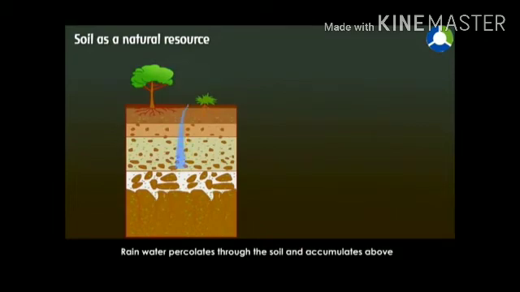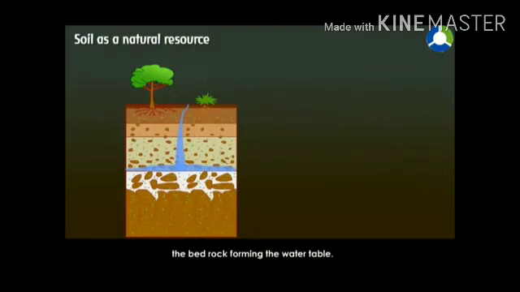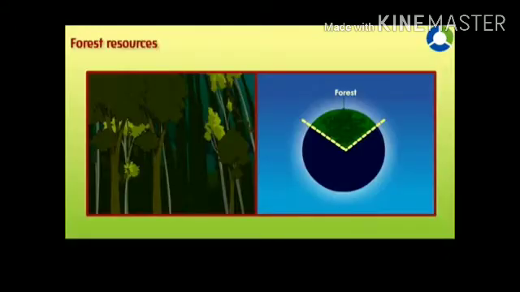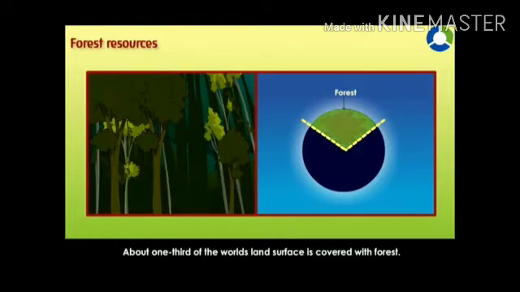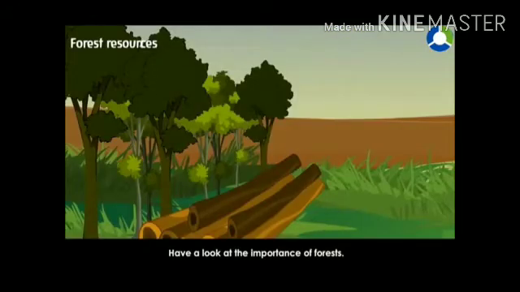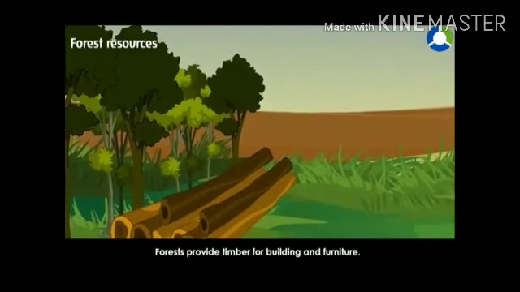Rainwater percolates through the soil and accumulates above the bedrock, forming the water table. This water is pumped out for domestic or agricultural use. Forest resources. Forest is an important natural resource. It is the most important natural habitat for wildlife. About 1/3 of the world's land surface is covered with forests. Have a look at the importance of forests. Forests provide timber for building and furniture.